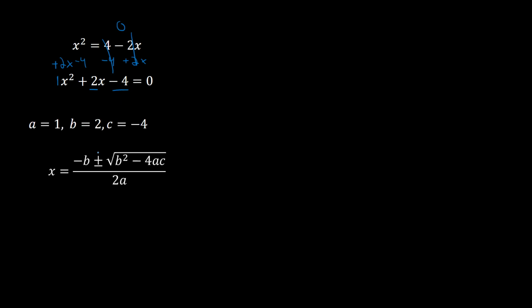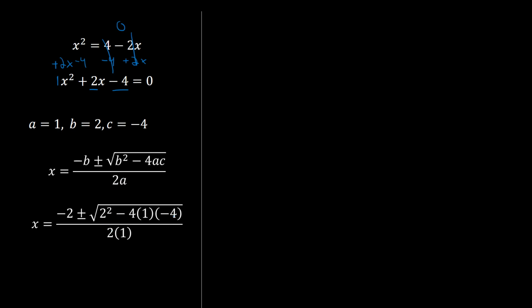So plug that into your formula, which you should have memorized, and we're going to get, instead of negative b, we have negative 2. Instead of b squared, we have 2 squared. Instead of 4 times a times c, we have 4 times 1 times negative 4. And instead of 2 times a, we have 2 times 1. So now just simplify. 2 squared is 4. 4 times 1 times negative 4 is negative 16. So we have minus a negative 16, which is a plus 16. And then 2 times 1 is just 2. 4 plus 16 is 20.